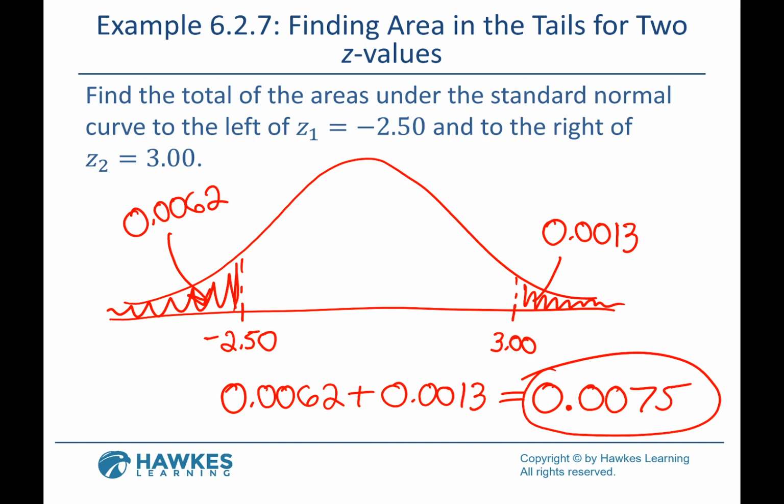Area, this one we call area in the 2 tails. So these extreme outer parts on each side, when it gets skinny, we call those the tails. So we want the area in the 2 tails of the curve. You add, look up, just find both areas and add them together.